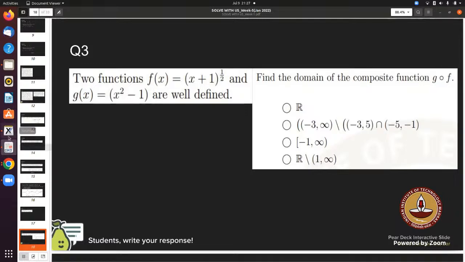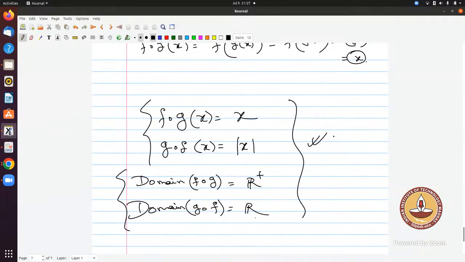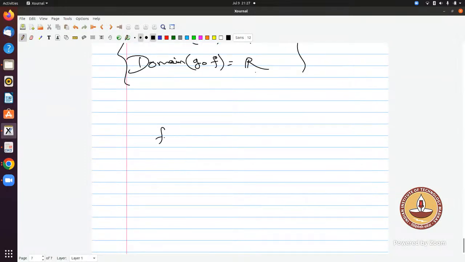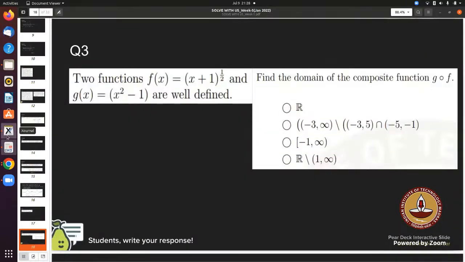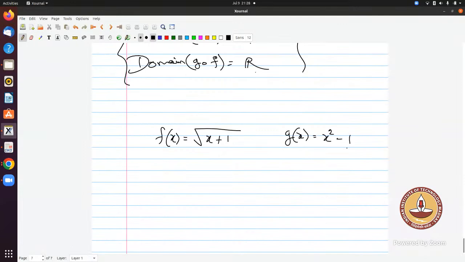Okay, so let us write the question, then we'll discuss. If f(x) is (x plus 1) power half, basically square root of x plus 1. Because this is a function, so I cannot take 2. And g(x) is x square minus 1. Okay, so these were the functions.